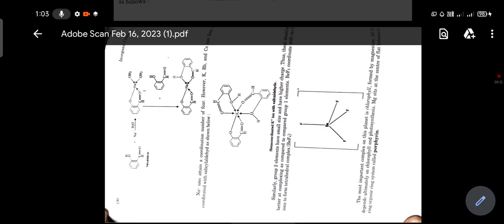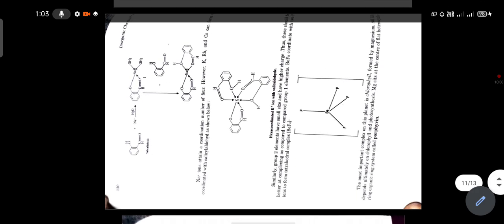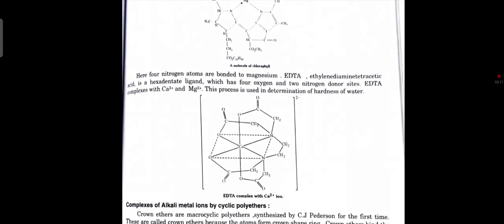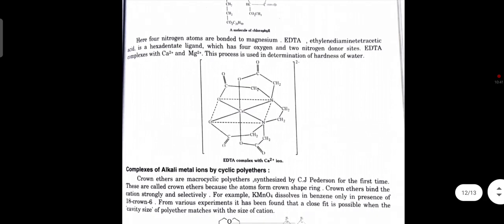The most important complex on this planet is chlorophyll, formed by magnesium. All life depends ultimately on chlorophyll and photosynthesis. Magnesium sits at the center of the flat heterocyclic organic ring system called porphyrin. Here, four nitrogen atoms are bonded to magnesium. EDTA, ethylenediaminetetraacetic acid, is a hexadentate ligand which has 4 oxygen and 2 nitrogen donor sites. EDTA complexes with calcium 2+ and magnesium 2+. This process is used in the determination of hardness of water.